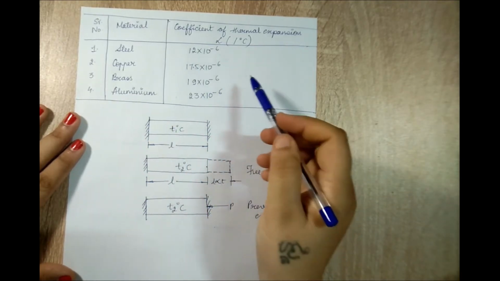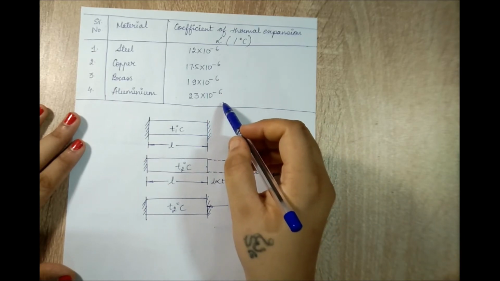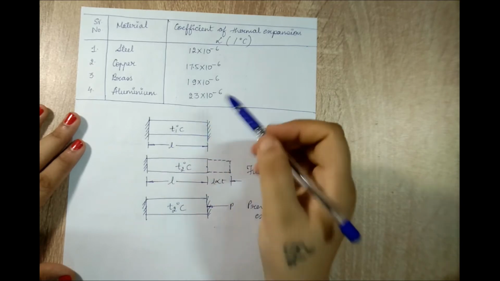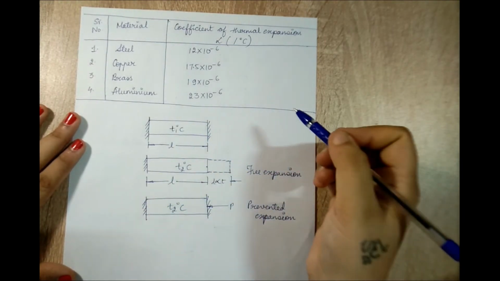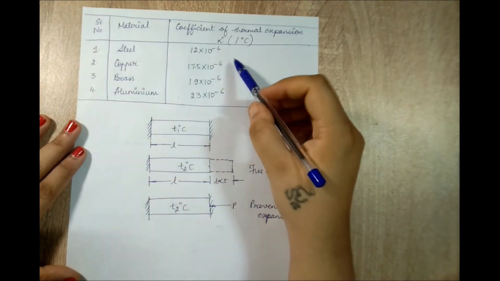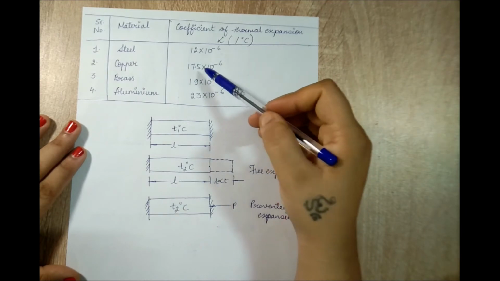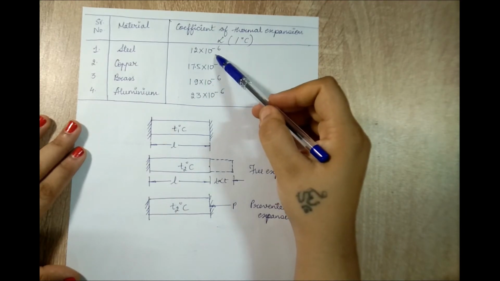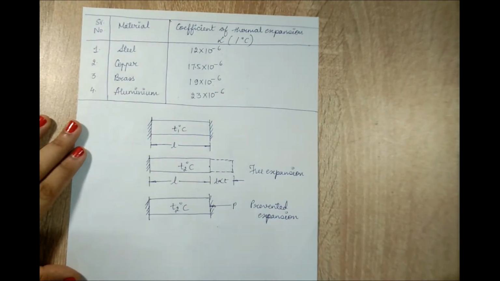Now, you will understand that as the value of alpha increases, the amount of expansion in the material is going to increase. If you observe here, the value of alpha for copper is more than steel. So when you heat copper, it will expand more as compared to steel, and similarly you can compare the other materials with each other.